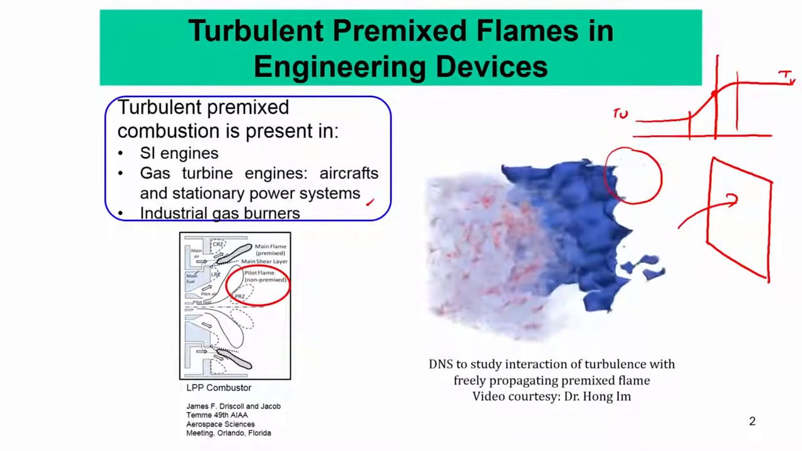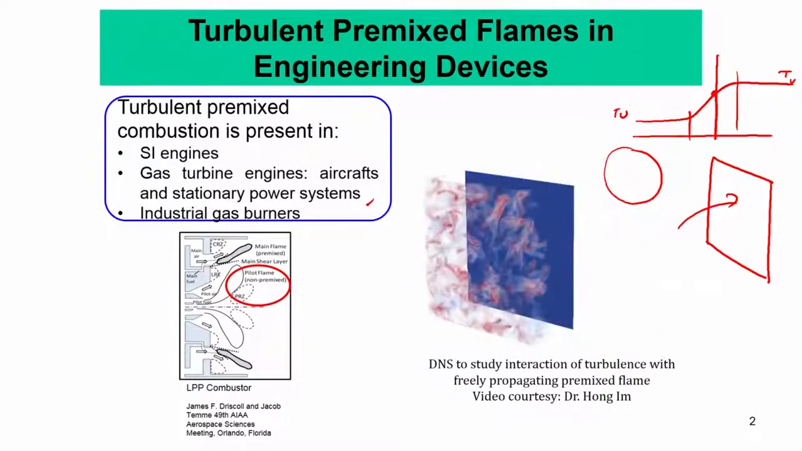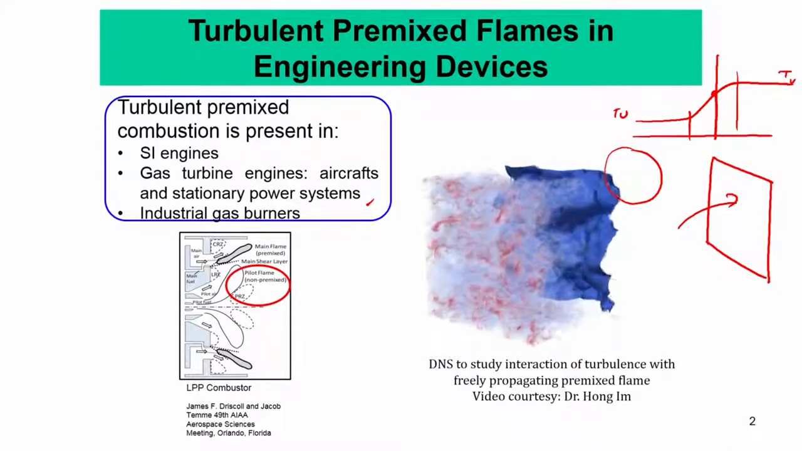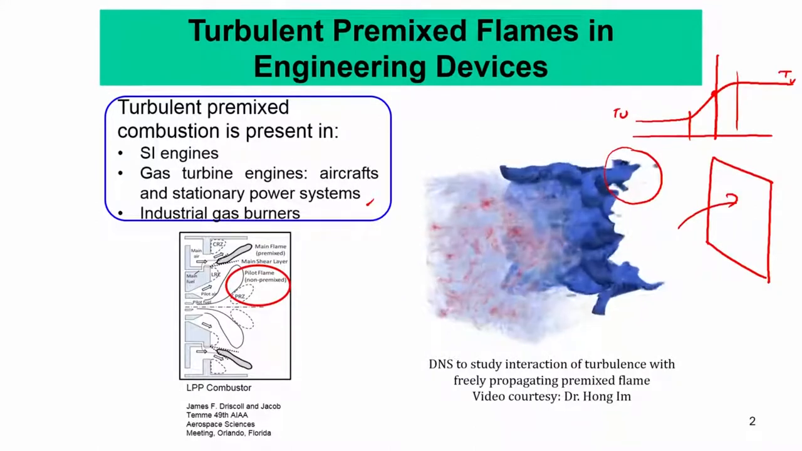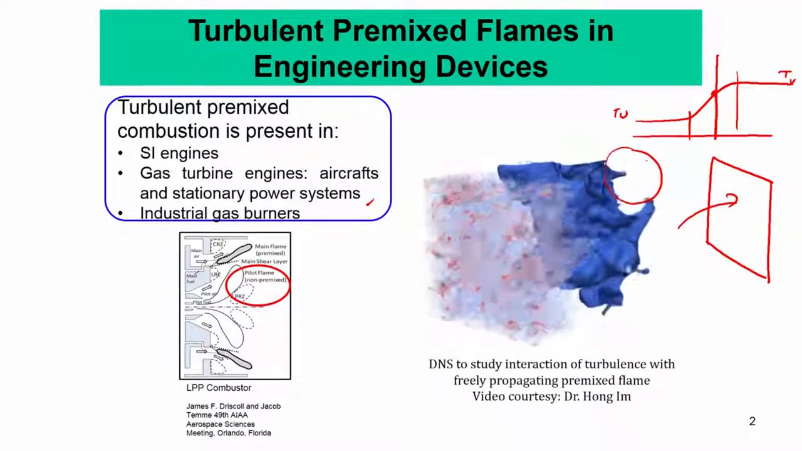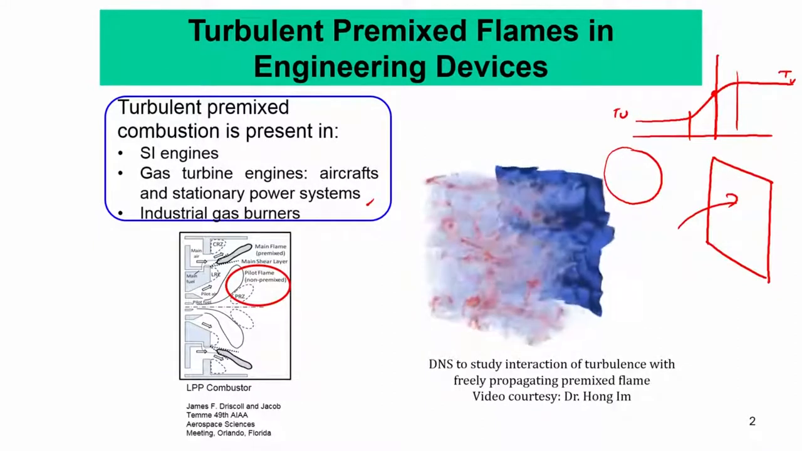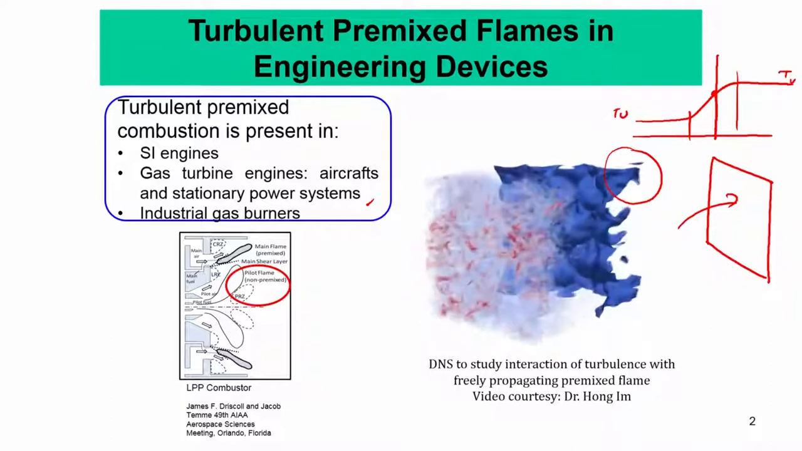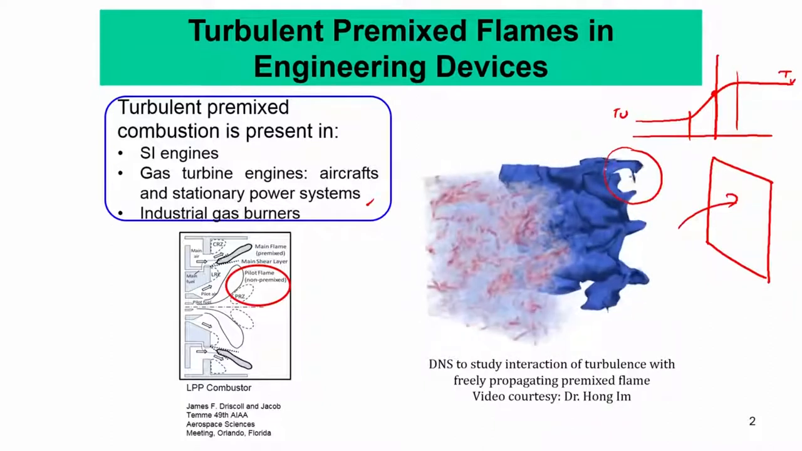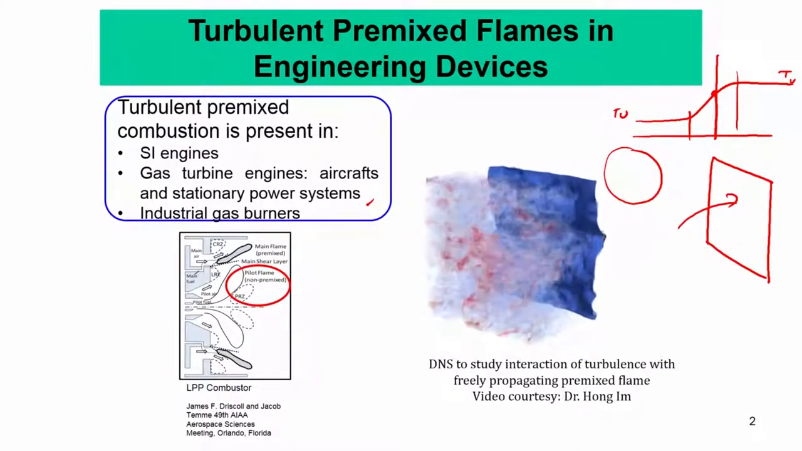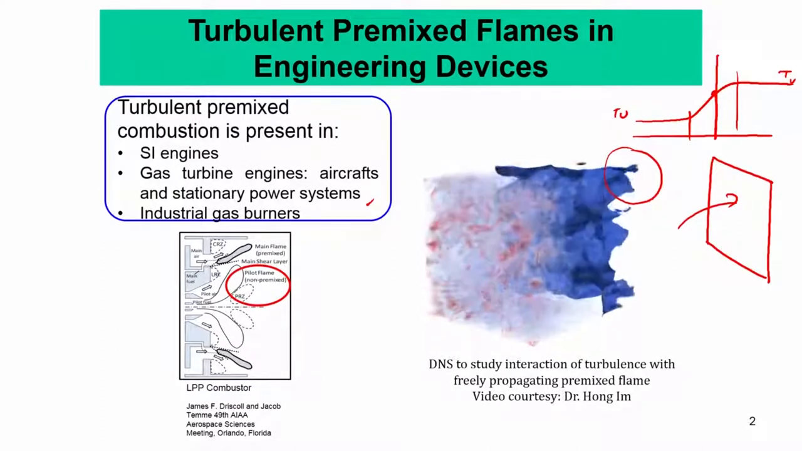So, this is how turbulence actually interacts with the premixed flame, and this interaction between turbulence and the flame is what gives the resultant structure. So, the resultant structure of this turbulent flame that you see is not a property only of the flame or only of the turbulence, it is a property that emerges due to interaction between the turbulence and the flame. So, one has to know the turbulence as well as combustion very well.